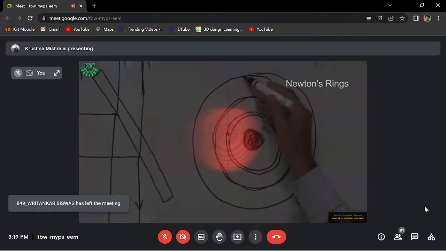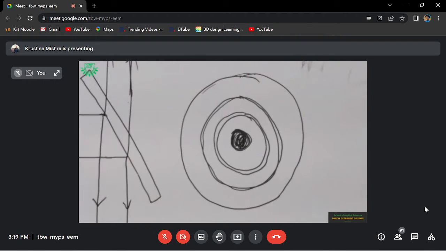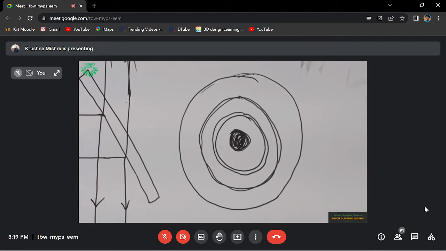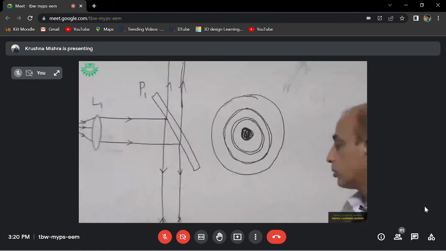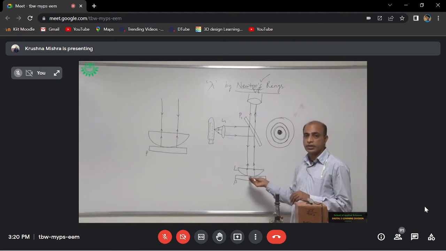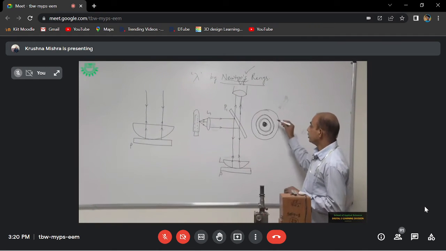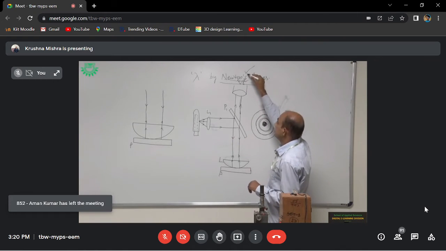And these rings are circular, because the thin air film in between plane glass plate and the plano-convex lens, that air film is of varying thickness from the center onwards, and it is the locus of a constant path difference. So it is a circle with center as the point of contact. So in this way, alternate dark and bright fringes are formed, and these rings are called Newton's rings.